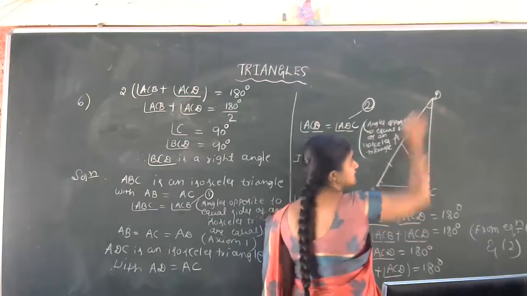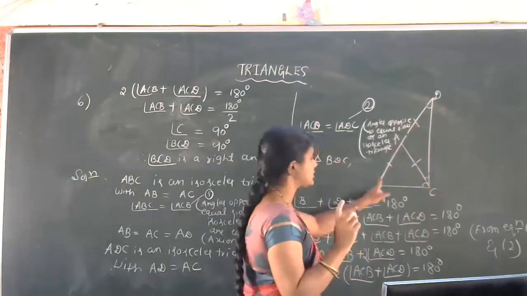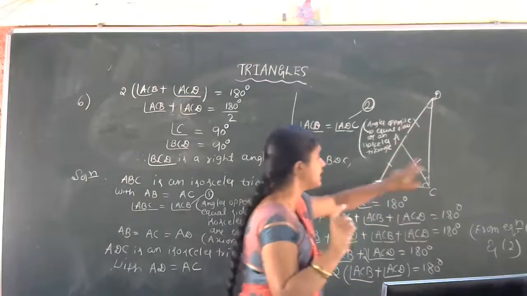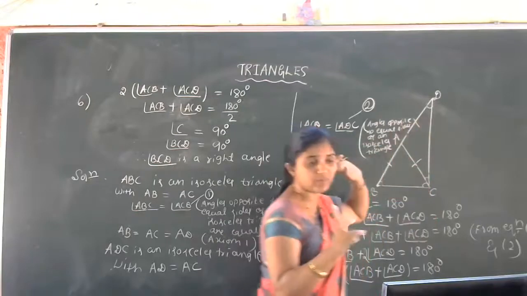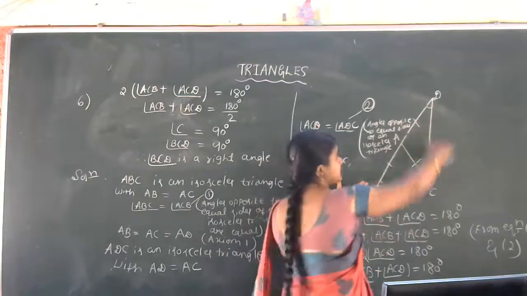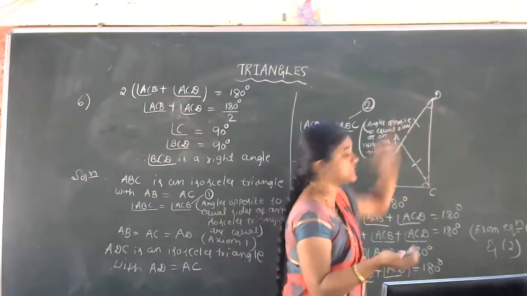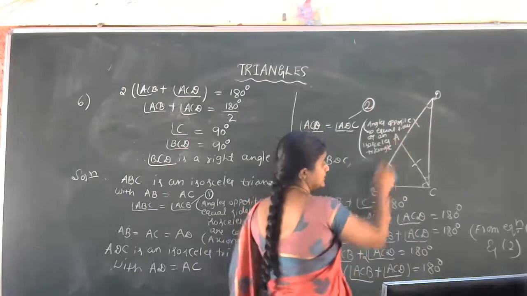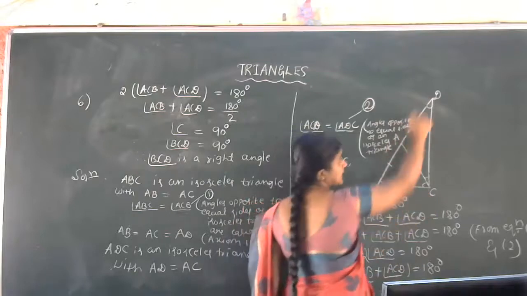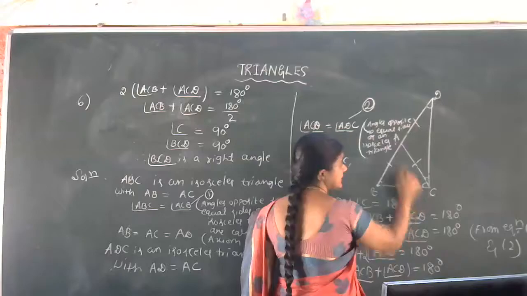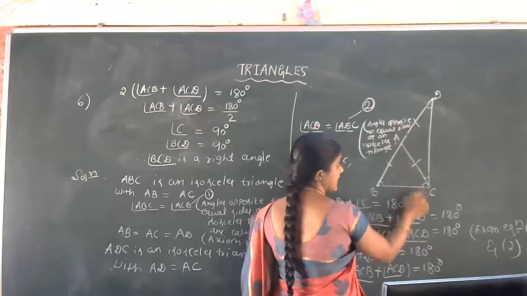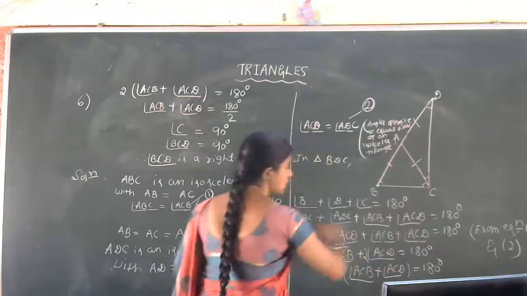Isosceles right triangle. Okay, so now what is given actually? AB is equal to AC. If AB is equal to AC, then angles opposite to equal sides of an isosceles triangle are equal, no? Then angle ABC is equal to angle ACB.